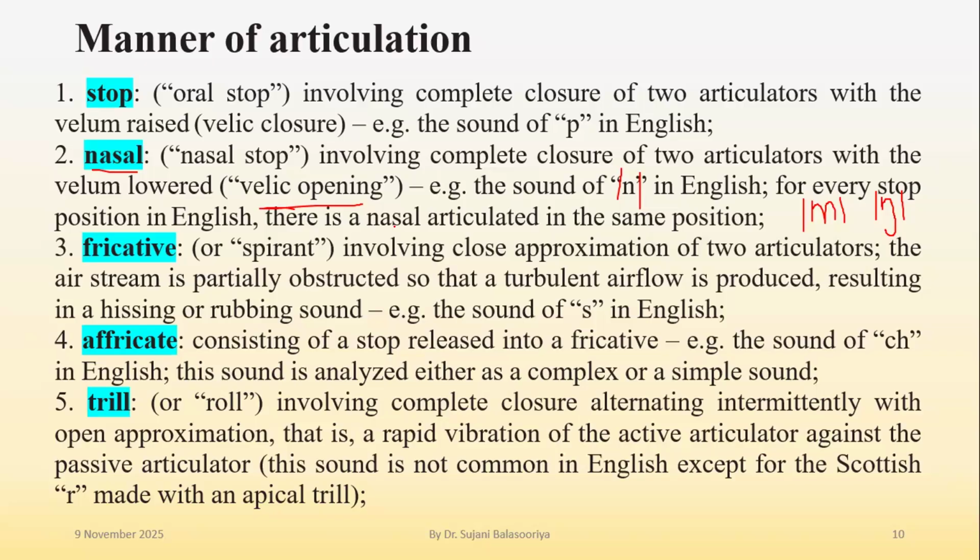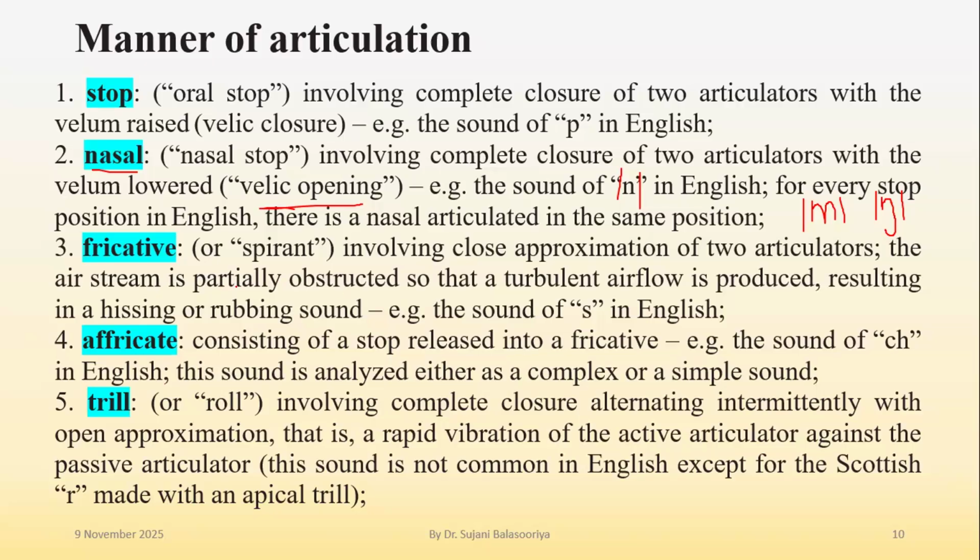That is the idea given here in the note. Close approximation of two articulators. The two articulators are coming closer only, not touching completely. Coming closer only.